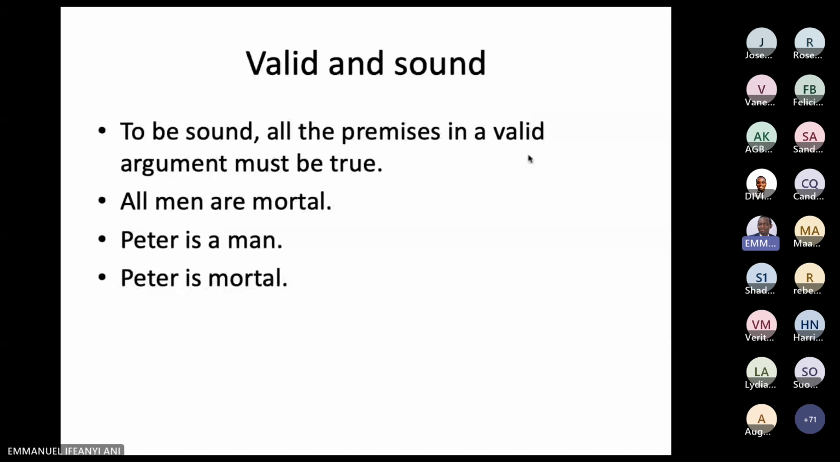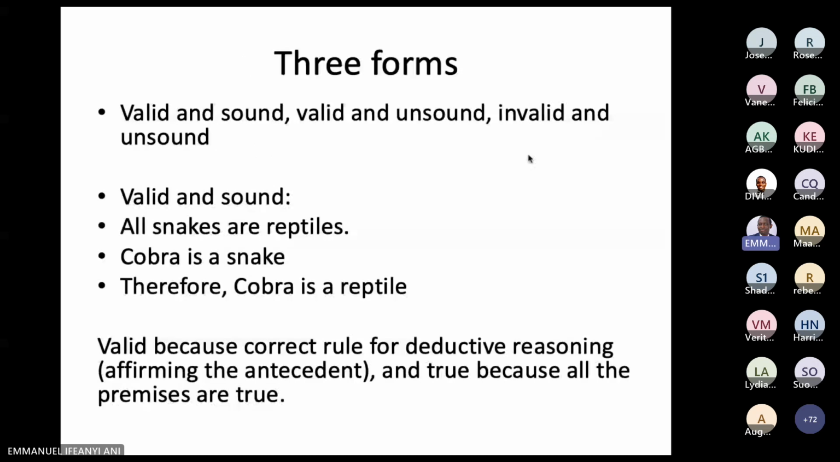So we have three forms. We have valid and sound, valid and unsound, and invalid and unsound. Valid and sound: all snakes are reptiles, that's true. Cobra is a snake, that's true. Therefore, cobra is a reptile. This argument is valid because it follows the correct rule for deductive reasoning. It affirms the antecedent. Cobra is a snake affirms the antecedent. So it is a valid argument. Is it true? Yes. All the premises are true. So we say the argument is valid and sound.